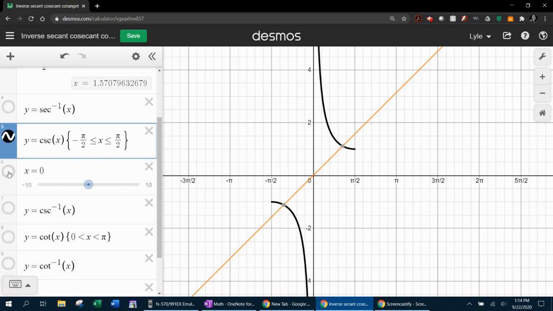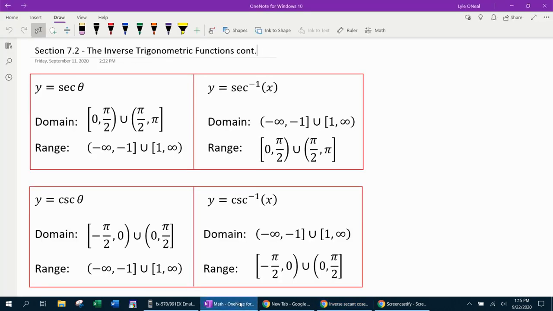Also notice that at x equals 0, there is a vertical asymptote. So the domain for the cosecant should be everything from negative pi over 2 up to 0, and then from 0 to pi over 2.